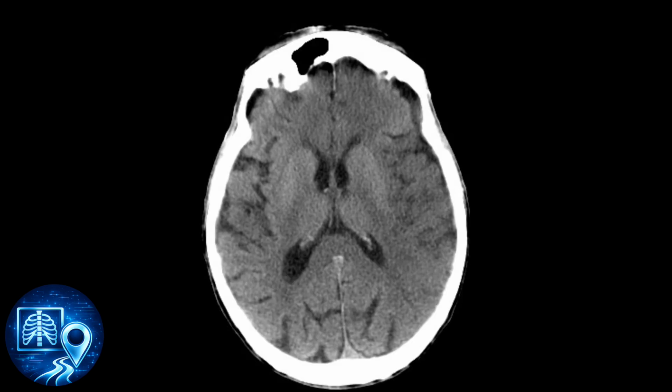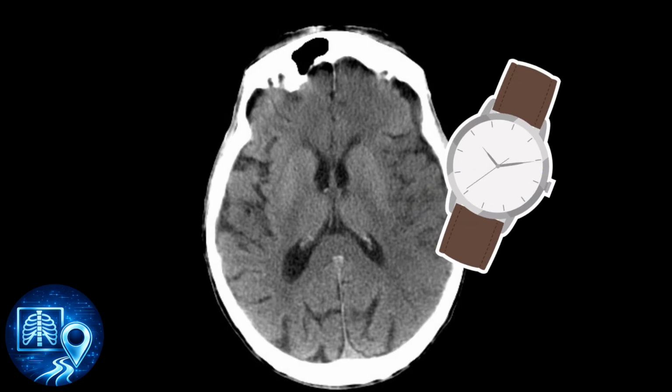Next, the insular ribbon sign. Look at the lateral margin of the insular cortex. Loss of the normal gray-white interface is one of the earliest signs of MCA infarction. This can be seen within hours of symptom onset. If you miss this, you miss the earliest imaging clue of stroke.